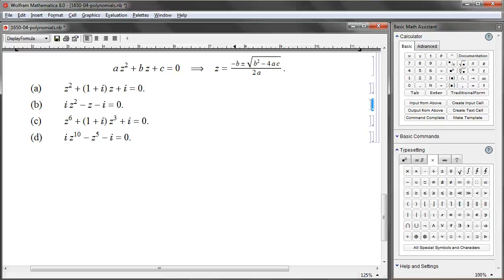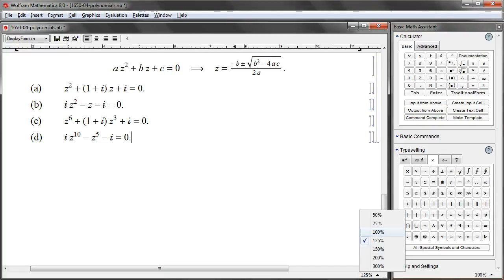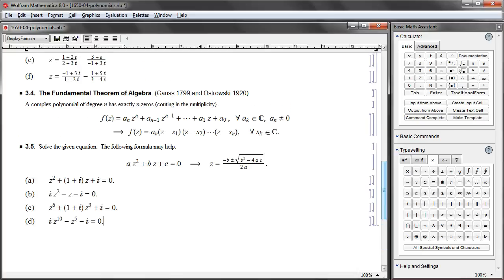There are a couple more problems that are algebraically a bit more challenging, but I'm going to leave those to the students here. This is going to be a challenging homework set.